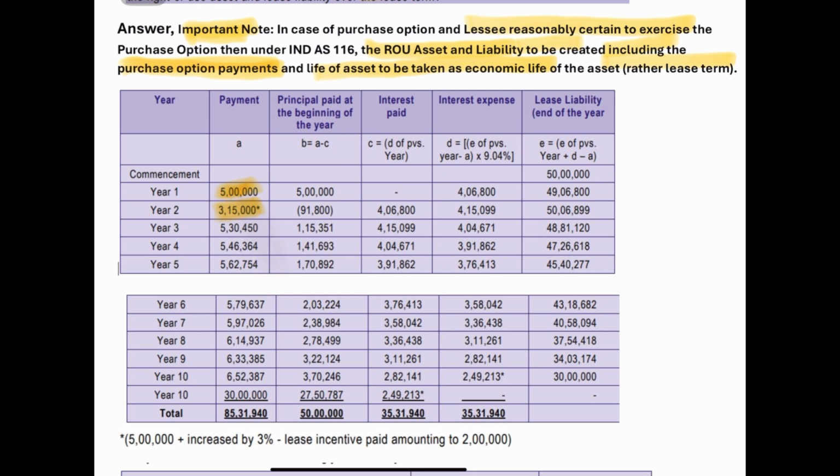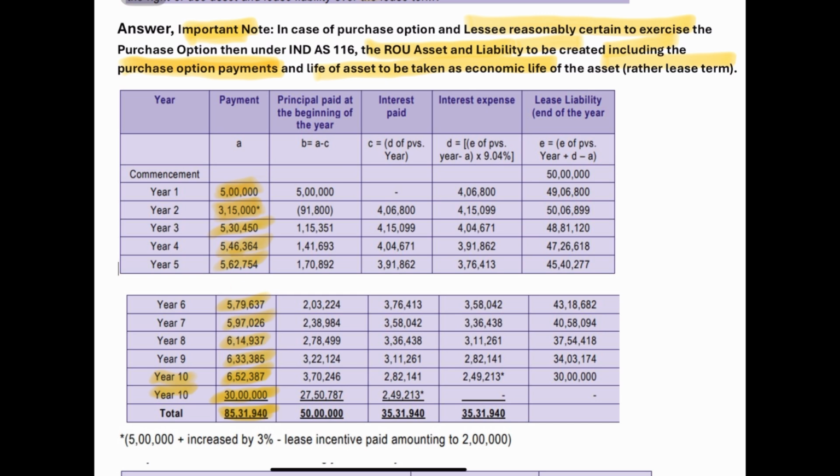And the third year will be 515,000 into 1.03, you will get 535,450. That multiplied by 1.03, you will get this. So like that you will have to take 1.03 every year increase. And in year 10 you have two times. So this is the normal lease rent. And in the year 10, 30 lakh rupees is the payment to be made to exercise the right to purchase this property. So the sum of all those things comes to 85,31,940, which is the total payment towards lease and exercise of the purchase option being done by the lessee.